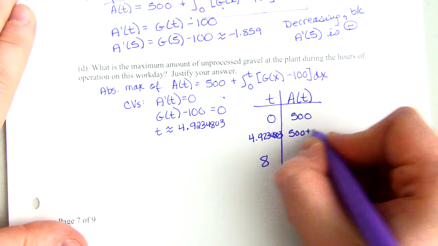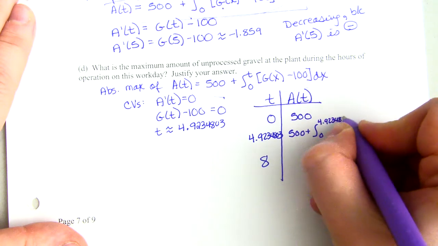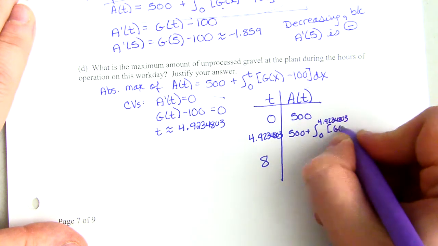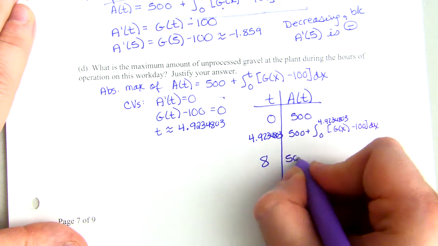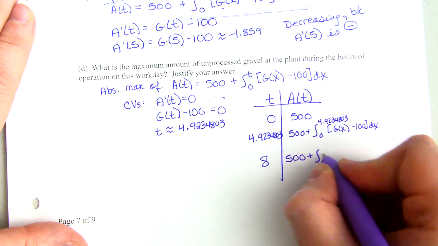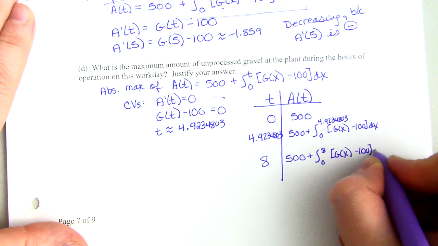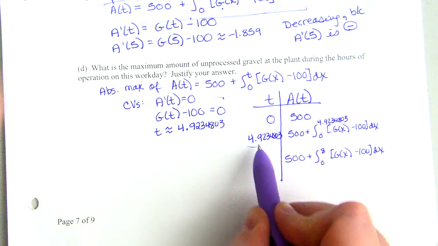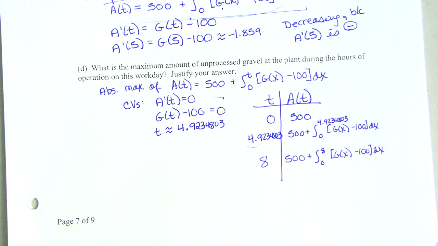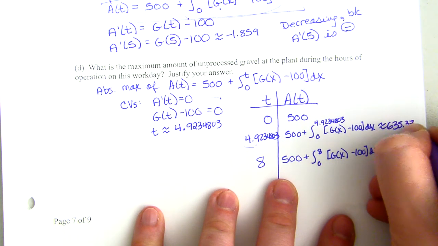You need to do 500 plus the integral from 0 to 4.9234803 of g of x minus 100 dx. And at time 8, you need to do 500 plus the integral from 0 to 8 of g of x minus 100 dx. What do you get when you plug in 4.9234803? I think the Fn int should have given you 635.376.